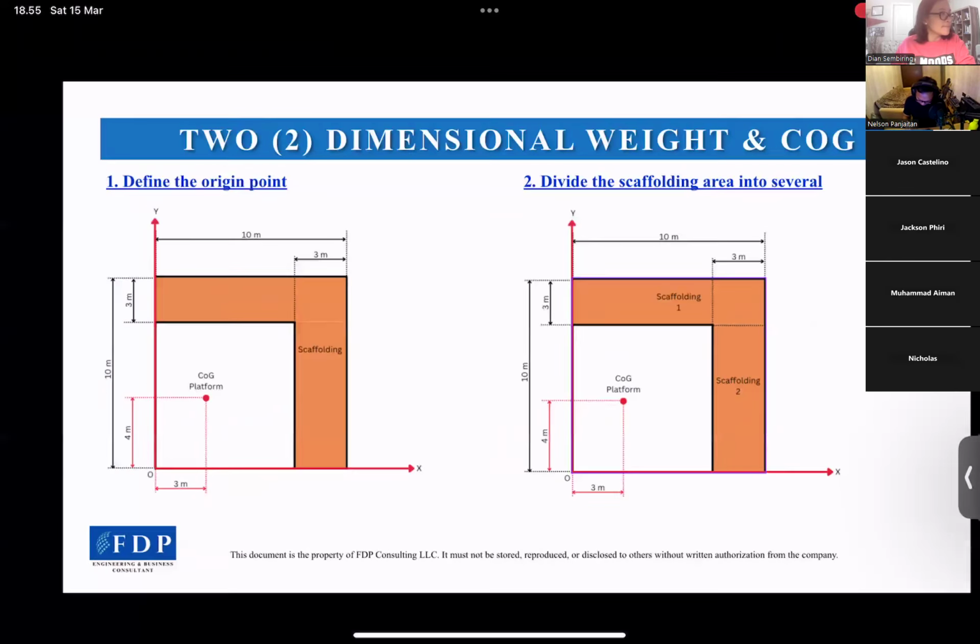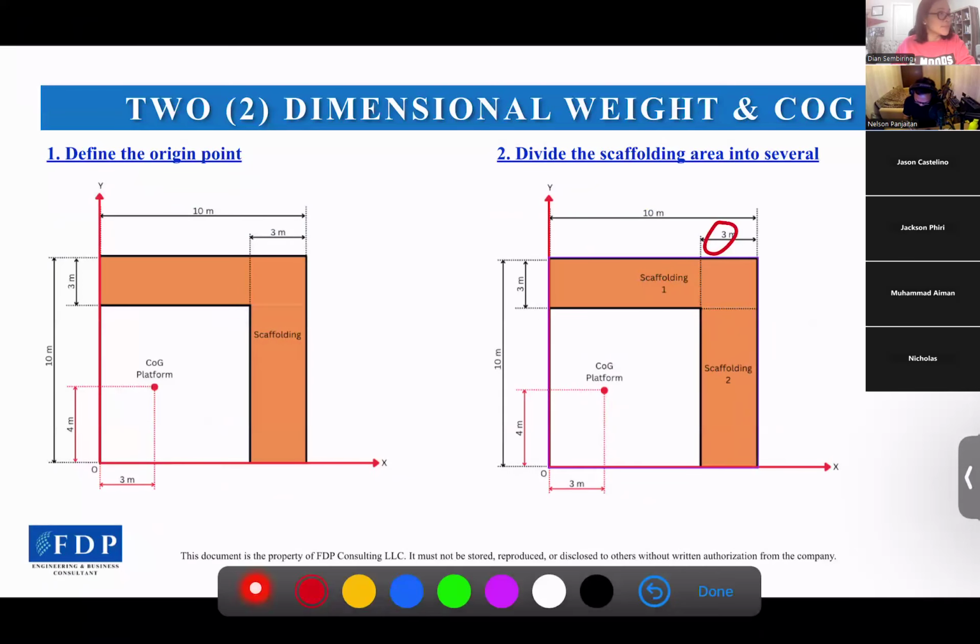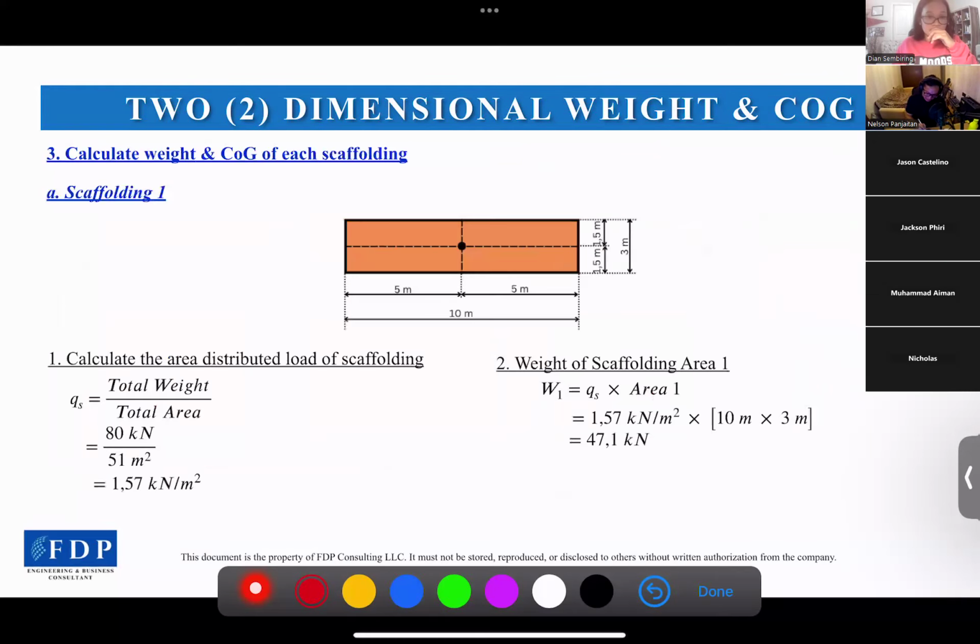The 51 I got from 3 meters times 7 meters, which is 21 square meters. And then 10 meters times 3 meters is 30 square meters. The total area for the scaffolding will be 51 square meters. So the total weight, 80 kilonewtons, divided by 51 square meters, will be 1.57 kilonewtons per square meter. That's the area distributed load for the scaffolding.